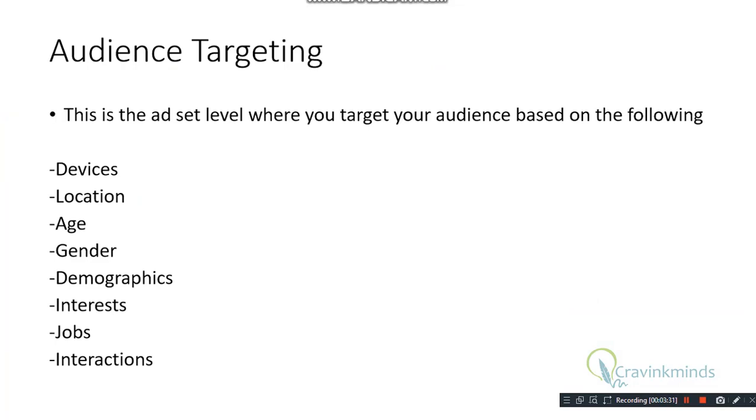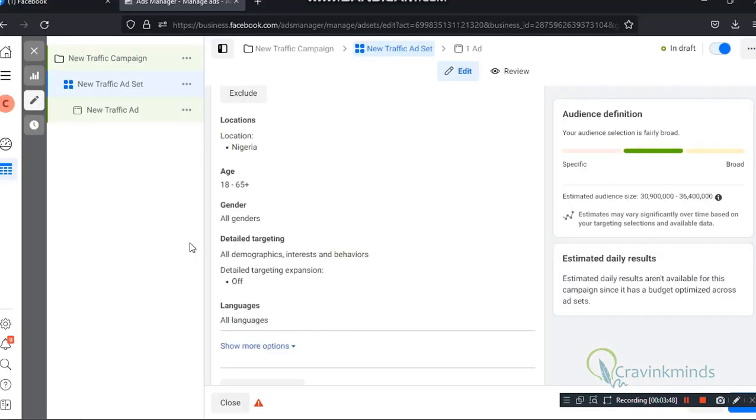So remember I said that at the ad set level you target audience based on devices, on location, based on their age, their gender, their demographics, their interests, their jobs, and their interactions. It is this interactions place that might be confusing to you. Let me explain everything one by one.